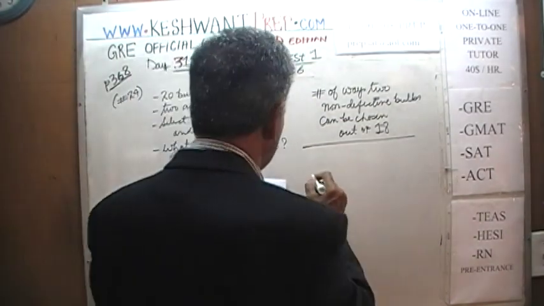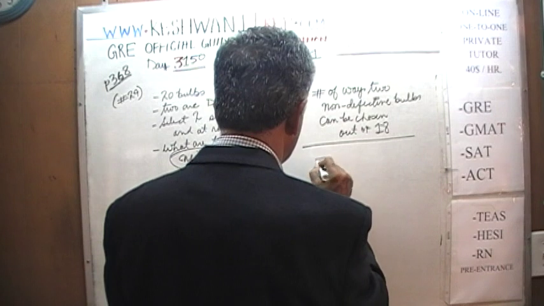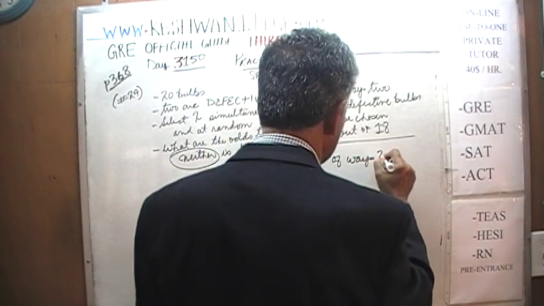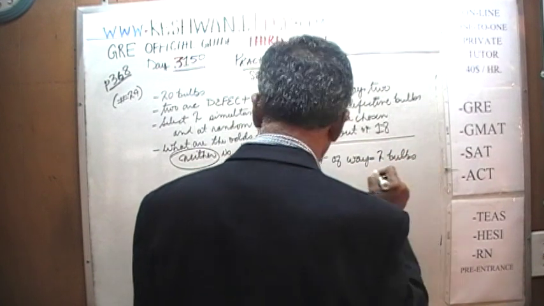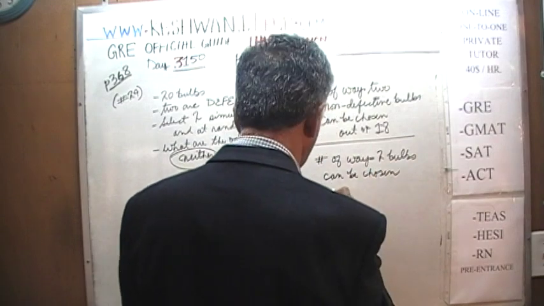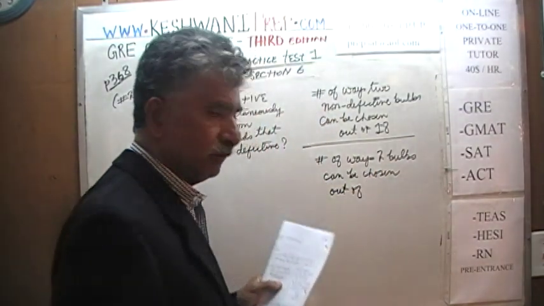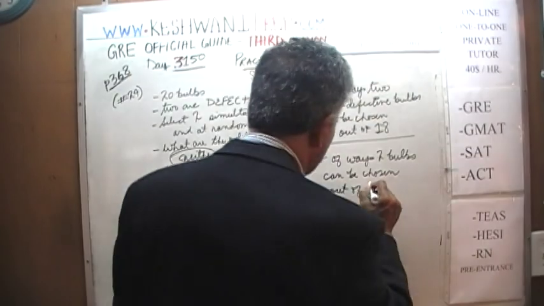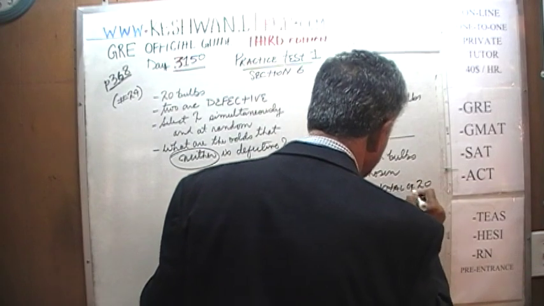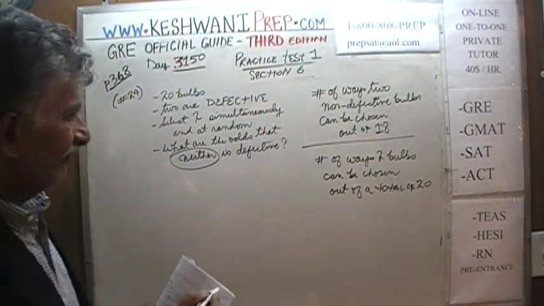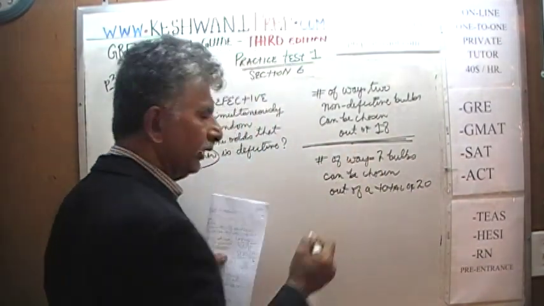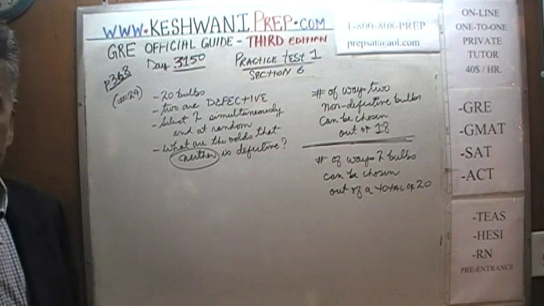On the bottom would be the total number of ways two bulbs can be chosen out of a total of 20. We have a total of 20 bulbs. That's the fraction. This is a fraction, you see? We're going to figure out what this quantity is over that quantity. And whatever that comes out to be, that's our answer.